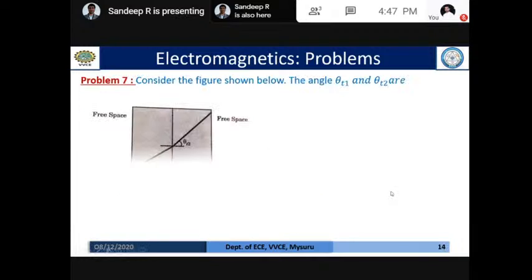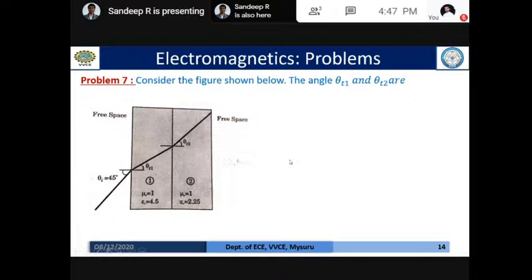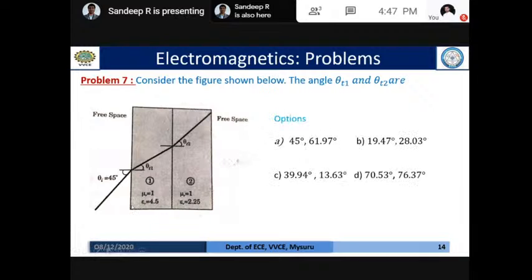Coming to the seventh one, it's a very simple problem. They have given, consider the figure shown below. You have to find angle theta T1 and theta T2. There are three mediums here. One is free space.